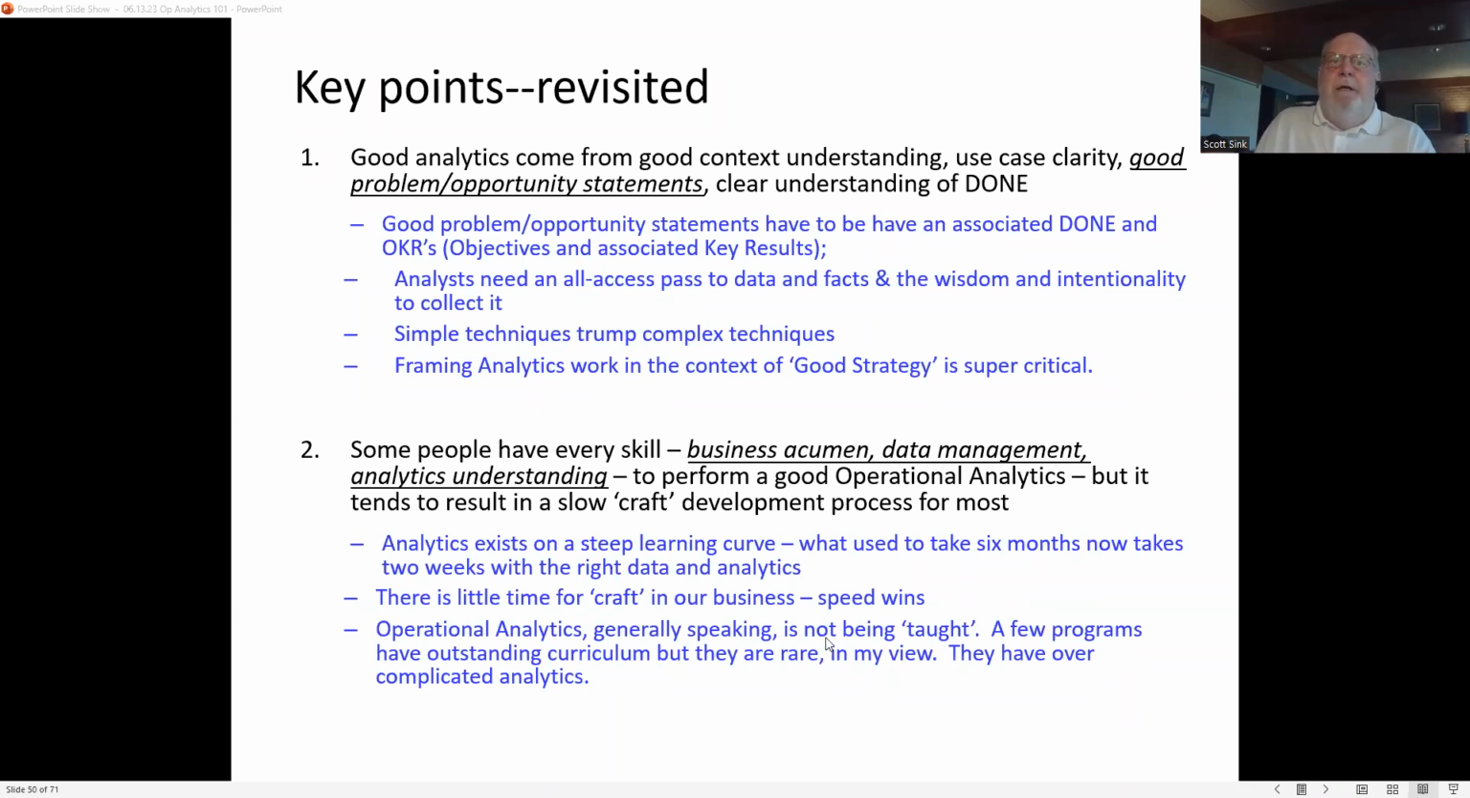In terms of number 2, there's little time for craft in our business. Speed wins, which means that, again, creating people who are naturals at this, who have natural instincts about how to do analytics, and putting them into a team, like we said before, can create significant ROI for an organization. And analytics isn't generally being taught, in my experience, the way I think it should be from an operations improvement perspective.